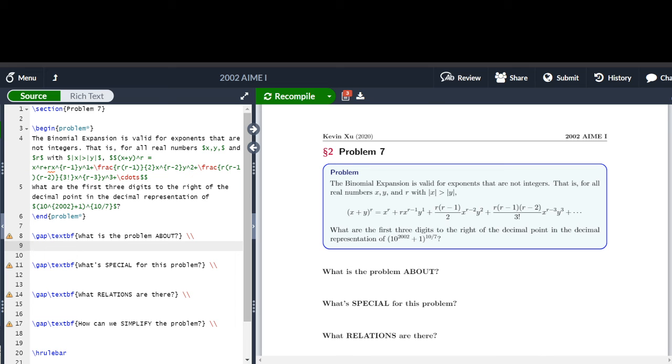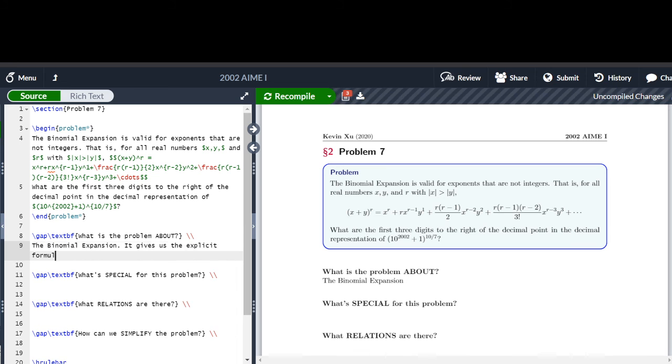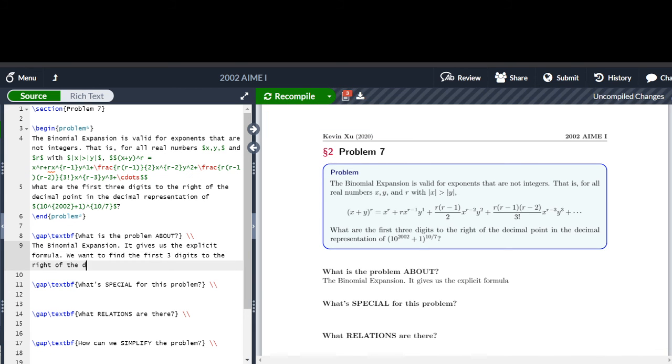Well, this problem is about the binomial expansion for non-integer exponents. It gives us the explicit formula, and we want to find the first 3 digits to the right of the decimal point of some number, some binomial expansion.